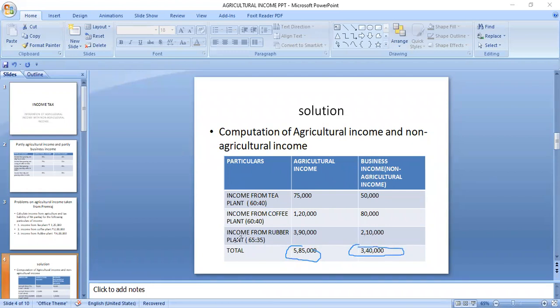Then, after finding out which is agri income and which is non-agri income or business income, now you have to calculate in 3 steps. From this information, we can say that your non-agri income, that is business income, is less than 5 lakh rupees. There is no tax liability. Okay, but don't enjoy that. Don't jump and say that I will not pay any tax on my non-agri income.